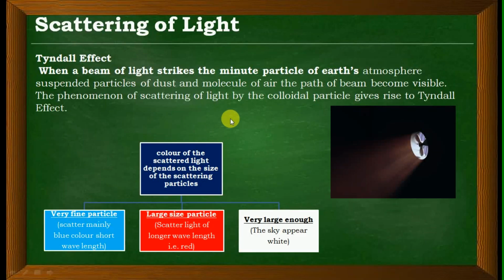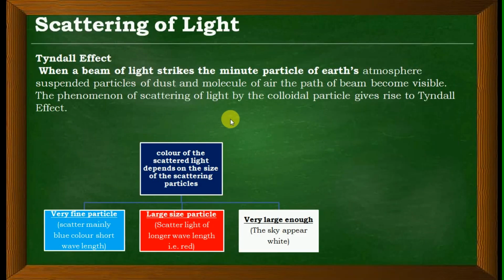So the next concept is scattering of light, that is the Tyndall effect. Tyndall effect म्हटल्यार कितें आमकां खबर आहा in Earth's atmosphere we have a lot of minute particles like water droplets, dust particles, small molecules. So we call them minute particles of Earth's atmosphere. Suspended particles of dust and molecules of air make the path of a beam visible.